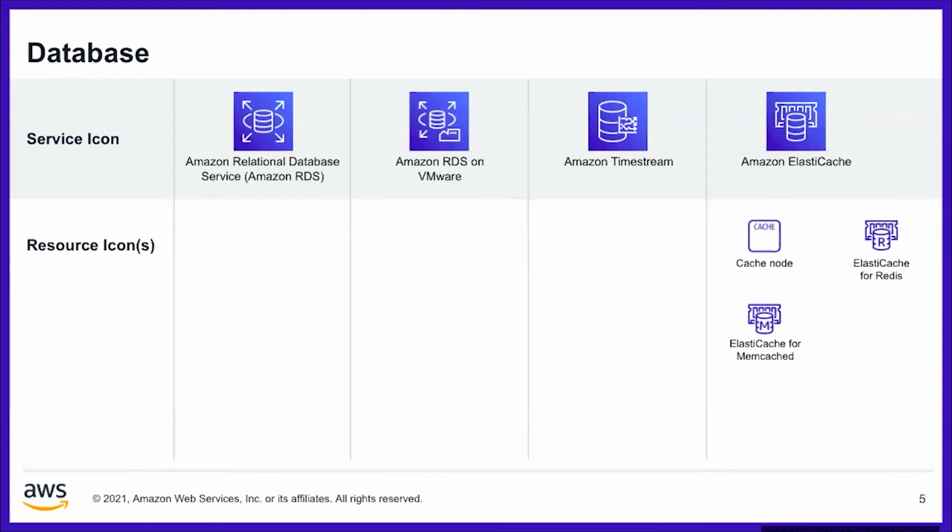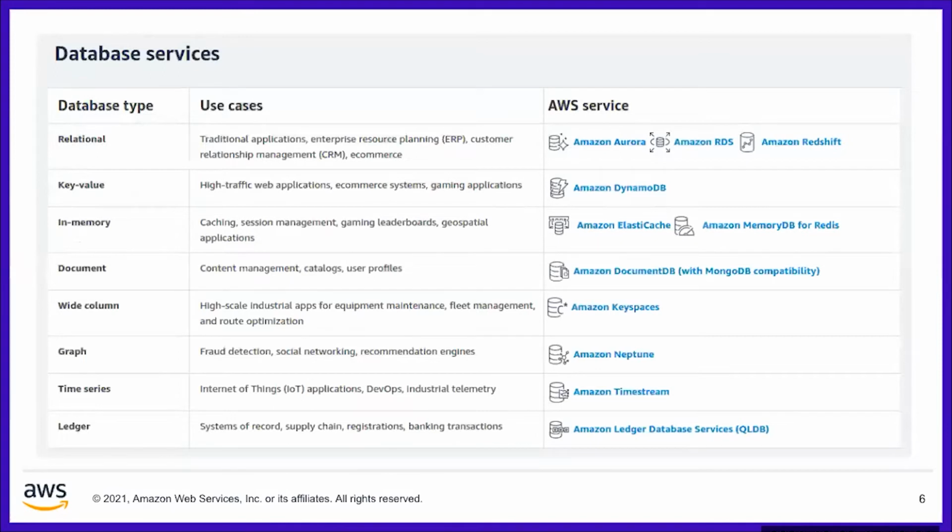ElastiCache is also there. It is another most important and useful service as a database service from AWS. It has other resources alongside it, like cache node, ElastiCache for Redis, ElastiCache for Memcached. We know that Redis and Memcached are indexing facilities for any caching mechanism. So those are available for Amazon ElastiCache as well. Now let's get deeper. What is the use case for those particular different types of databases from Amazon?